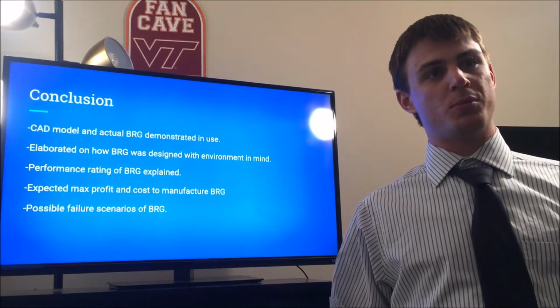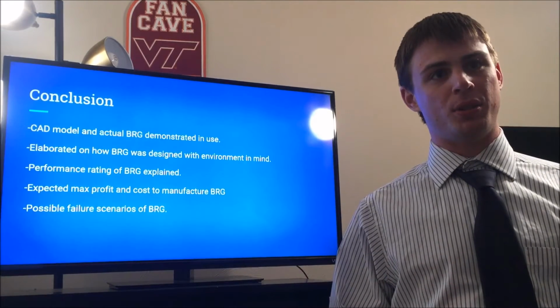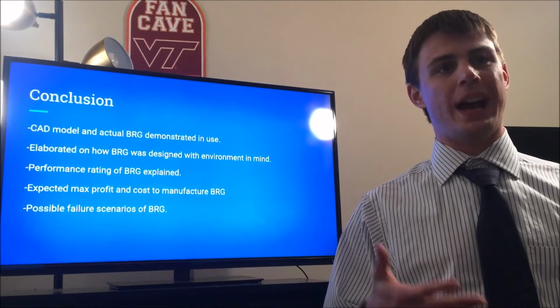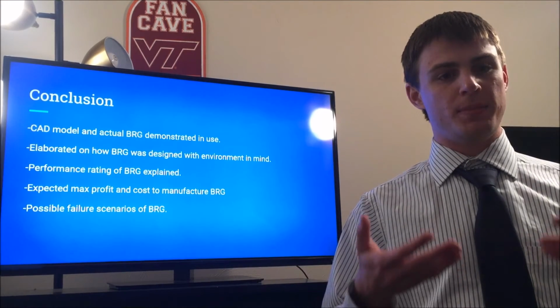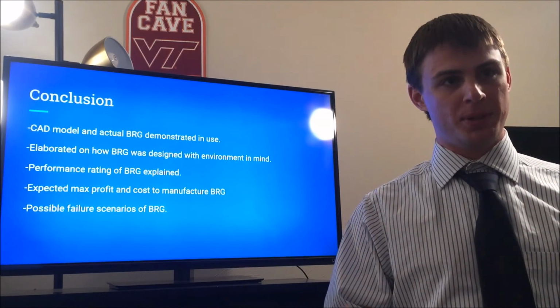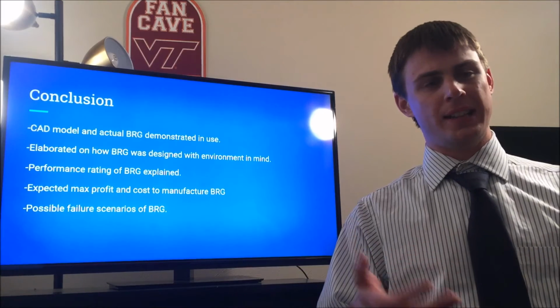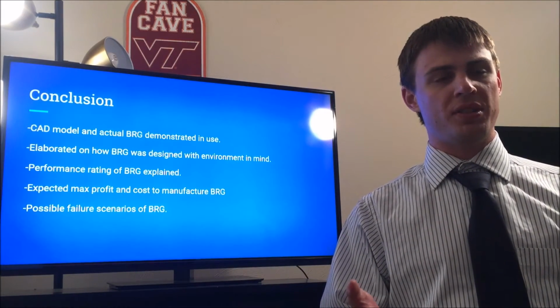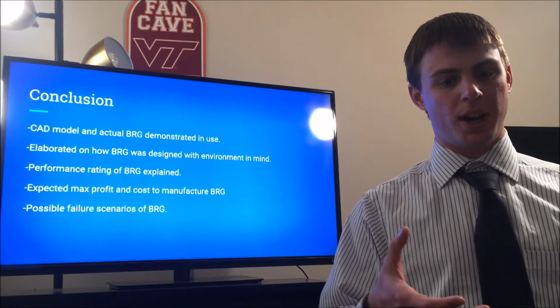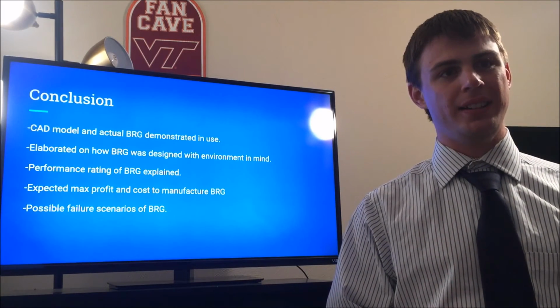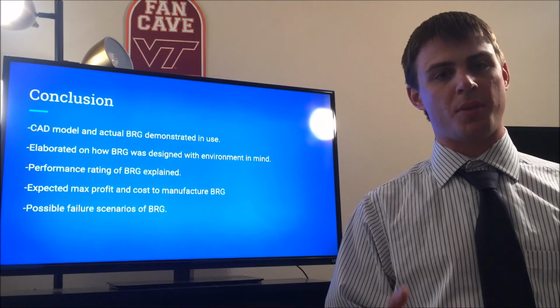So in this report, we went over the CAD model and showed how the BRG is in use. We looked at the BRG and how it's going to help the environment. We looked at the performance rating of the BRG. We also went over the maximum profit with the new cost to manufacture the BRG, and finally, possible failures of our BRG.